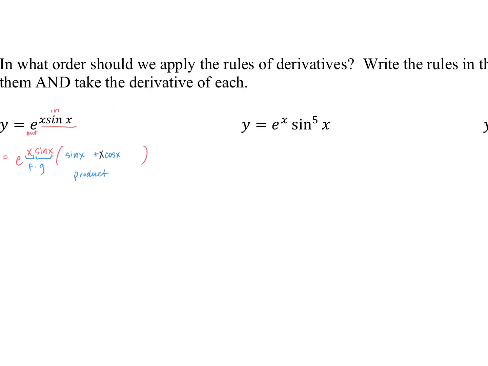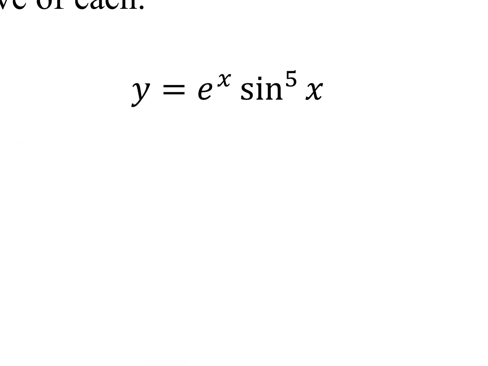Okay. How about this one? What rule are we going to do first? I'd say product. Yeah, because we've got one function times another function. Okay, f g. So I'm going to do product rule first. What's f prime? Nice. Times the derivative of that exponent? Good. It's just e to the x. f g would be e to the x.